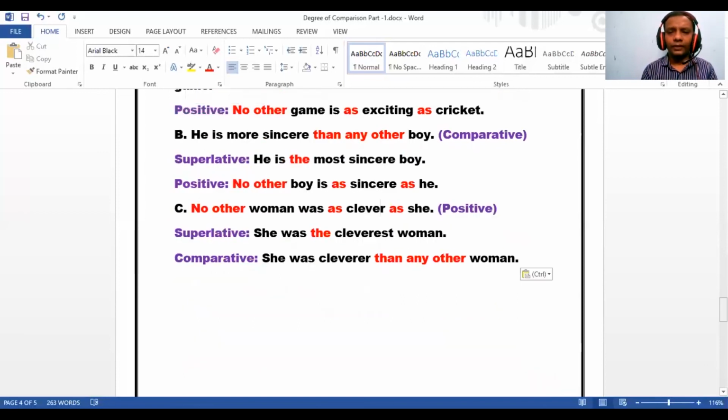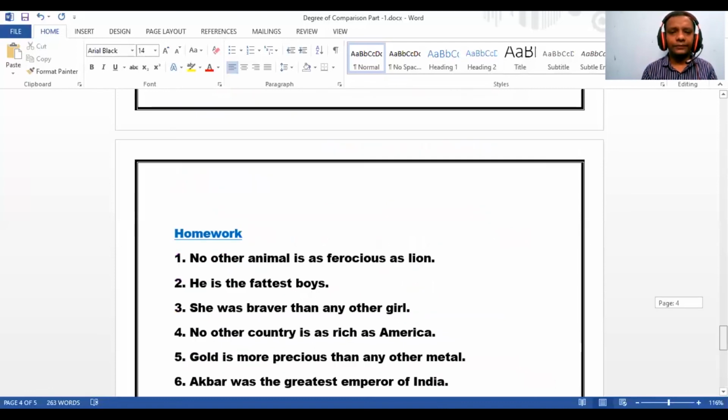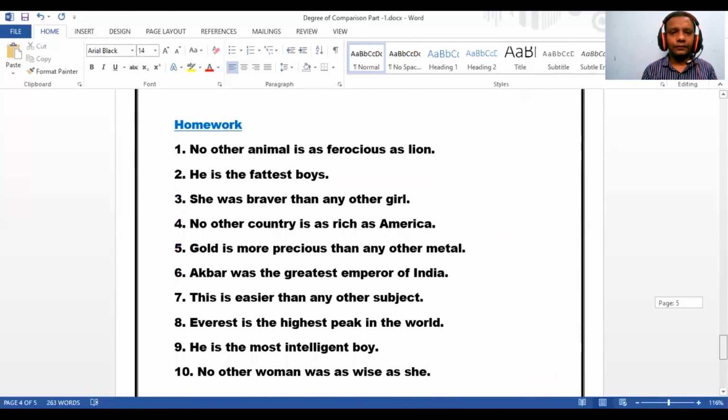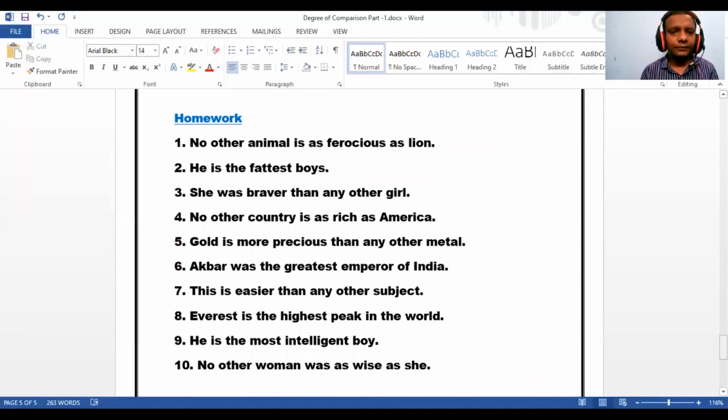So now I am giving you some homework, and you can make it a screen share, and you will write the answer.